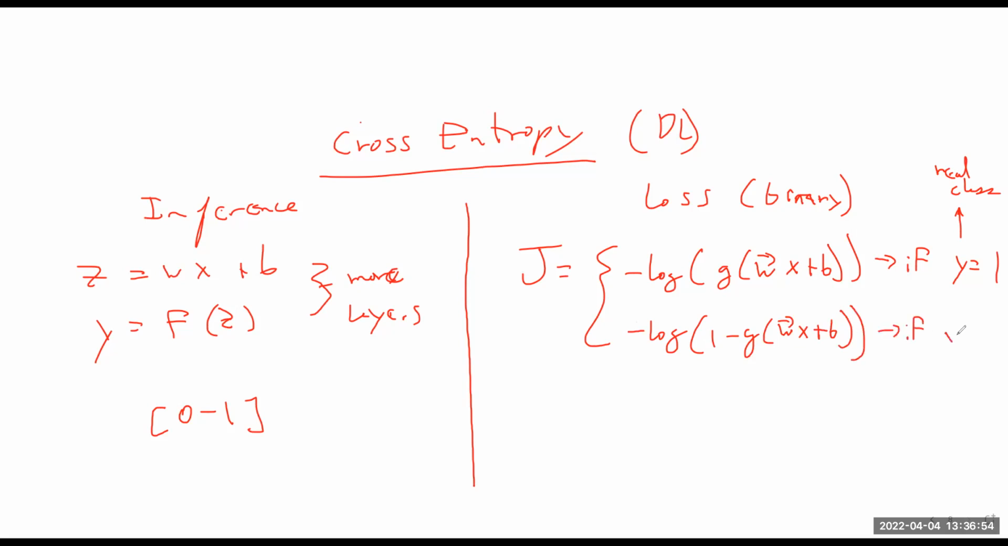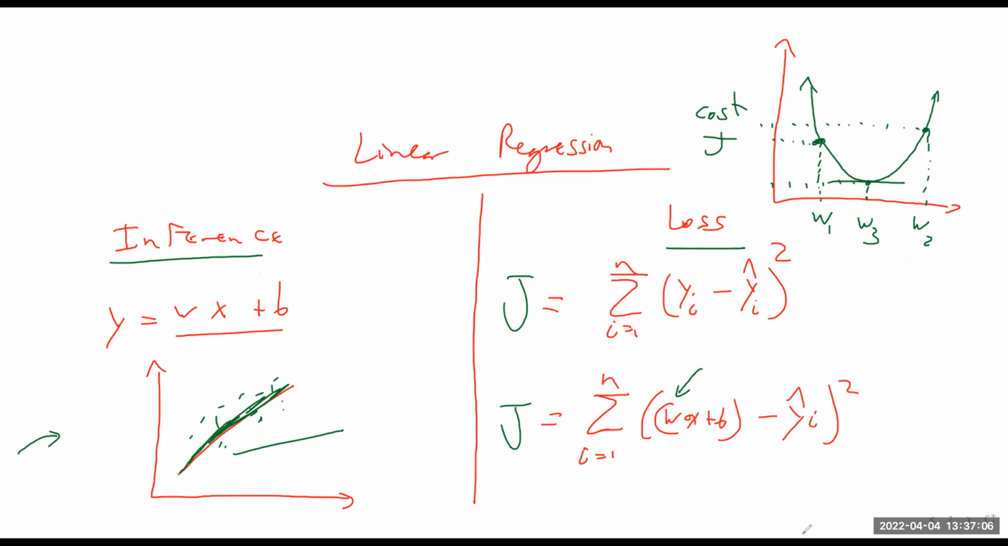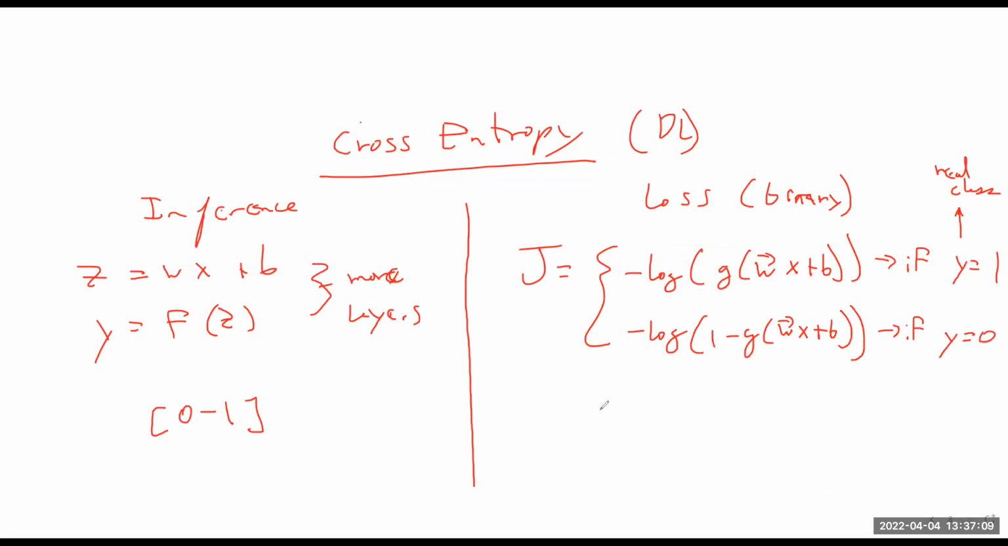if y equals 0. It might sound pretty complex, but it's actually intuitive. This, just like the other one, has a graph. Now let's take a look at that graph. And as it turns out, there are actually two of them.